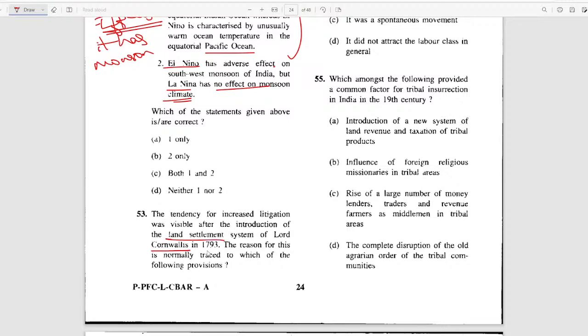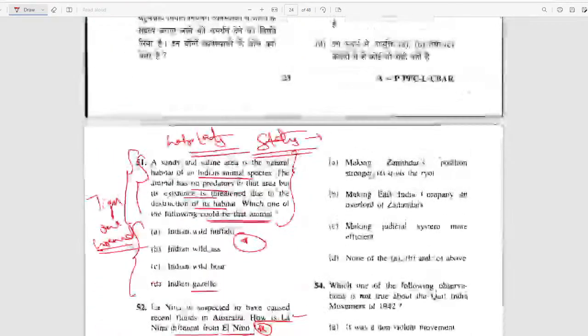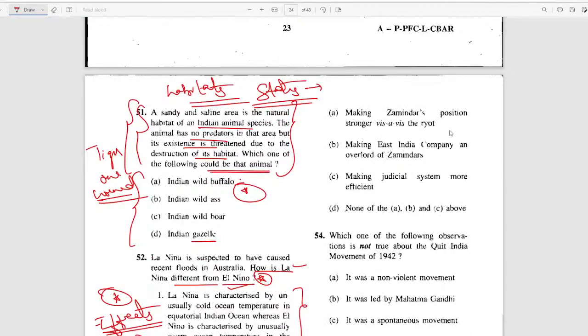The third question: tendency of increased litigation was visible after the introduction of the land settlement system of Lord Cornwallis in 1793. So you have to learn about the land settlement system of Lord Cornwallis and also about different land settlement systems which were prevalent at that time. The reason for this is normally traced to the following provisions: making the Zamindar's position strong vis-a-vis the Rayat, making the East India Company an overlord of Zamindars, making the judicial system more efficient.